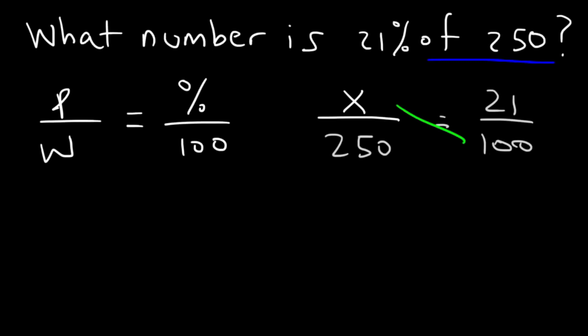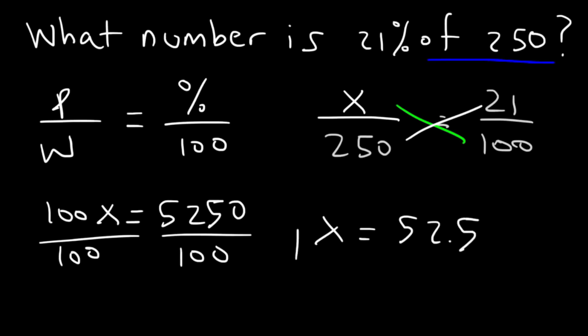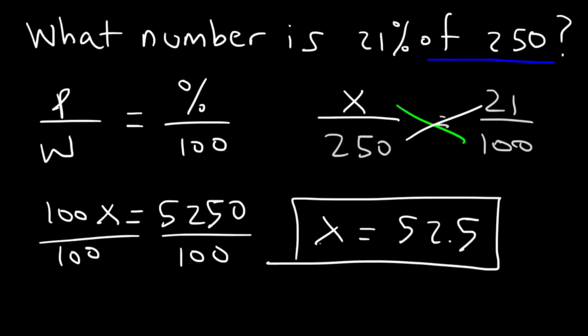So once again, we're going to have 100x is equal to 250 times 21. 250 times 21 is 5250. Now let's divide both sides by 100. 5250 divided by 100 is 52.5. So 52.5 is 21% of 250. By the way, 50 is 20% of 250. 20% is 1/5.